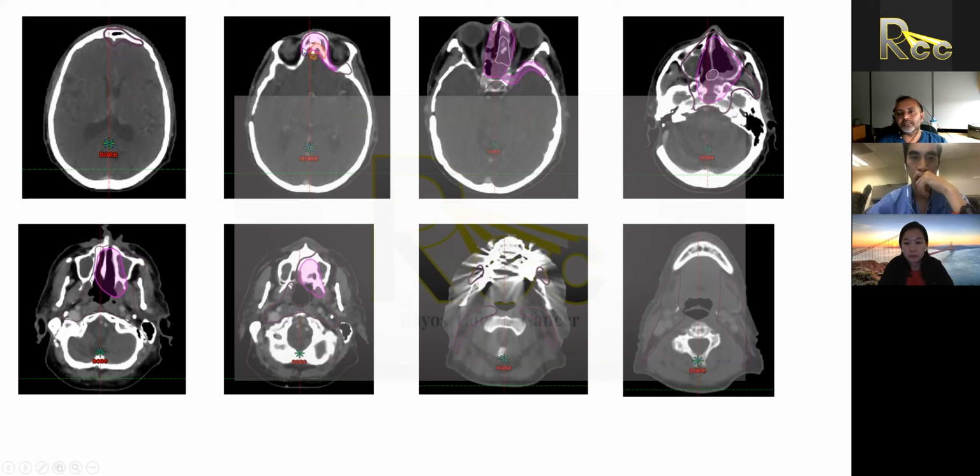Same thing here. You can see the 60 gray volume and the 54 gray volume, and you can see that that 54 gray volume is in dura. And in areas where there was gross disease previously, you can see that that volume is very generous. So down here now, you can see at the level of the cribriform plate ethmoid sinuses, here's the gross disease.